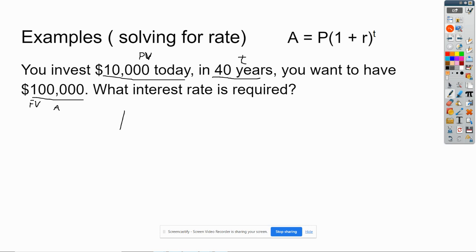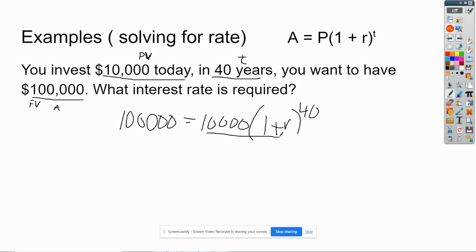So we have A, which is 100,000, equal to P, which is 10,000, times 1 plus R. We don't know what R is. We're raising it to the T, which is the 40th power. First step in all of these questions is dividing off this number in the front, this 10,000. So divide both sides by 10,000. I'm just going to put 10K for 10,000 to save me some time. 100,000 divided by 10,000 is 10. And then on the right side, we just have our 1 plus R to the 40th power.